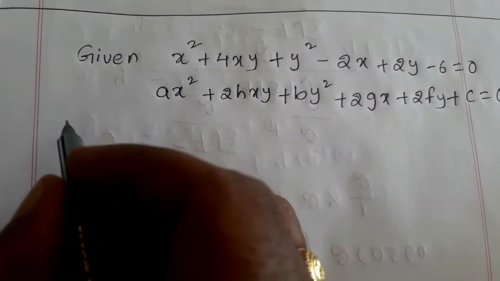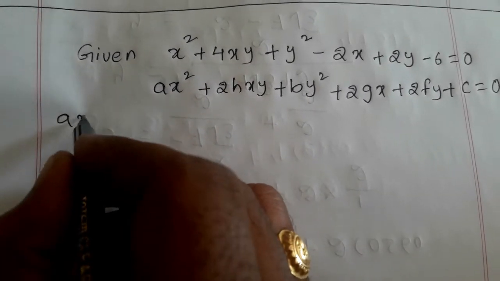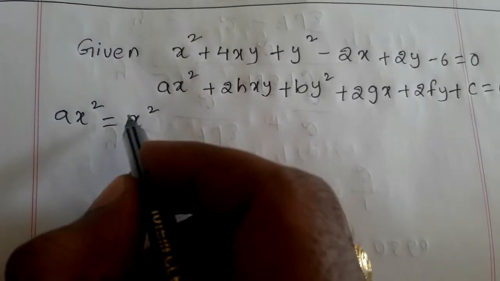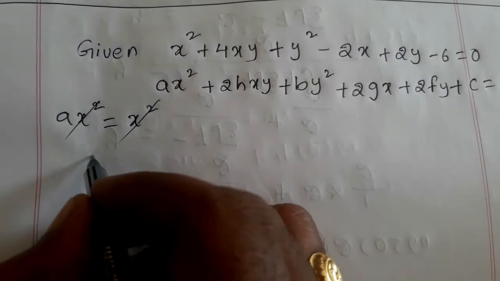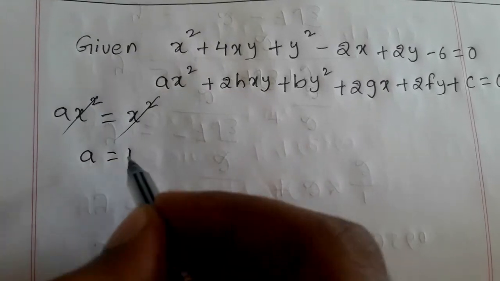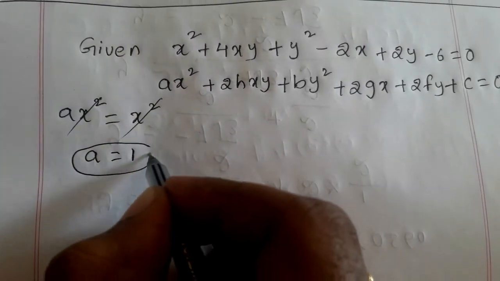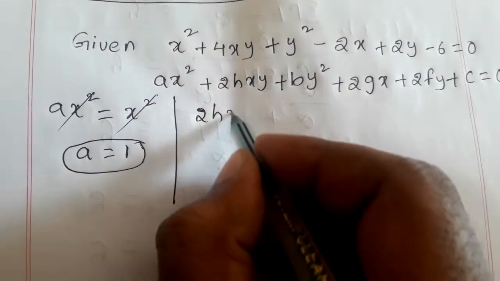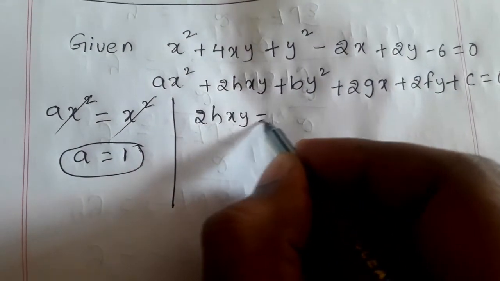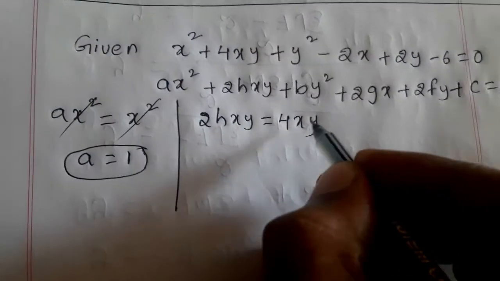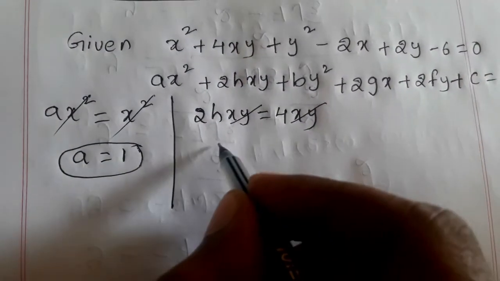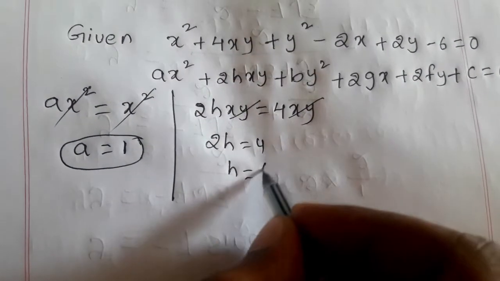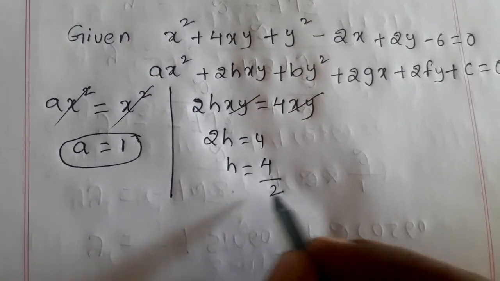Now compare. So here ax square is equal to, in the original equation x square is there. Both the sides x square cancel. We will get a is equal to 1. Before x square, if nothing is there, you have to think of it as 1. So here you see 2hxy is equal to 4xy. xy cancel on both the sides. 2h is equal to 4. h is nothing but 4 by 2, which is 2.